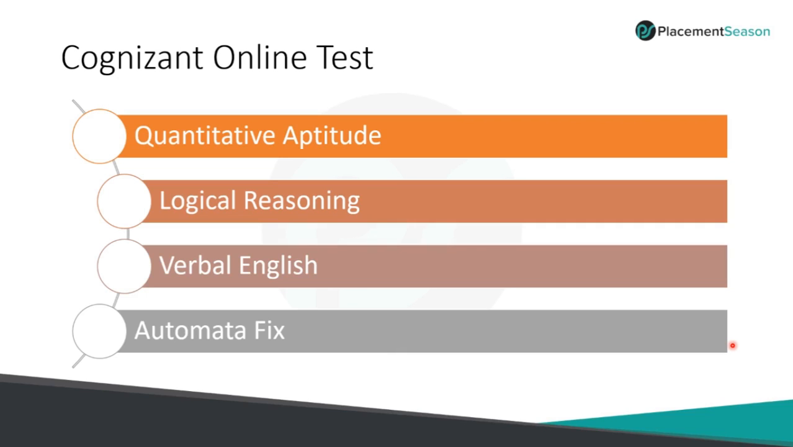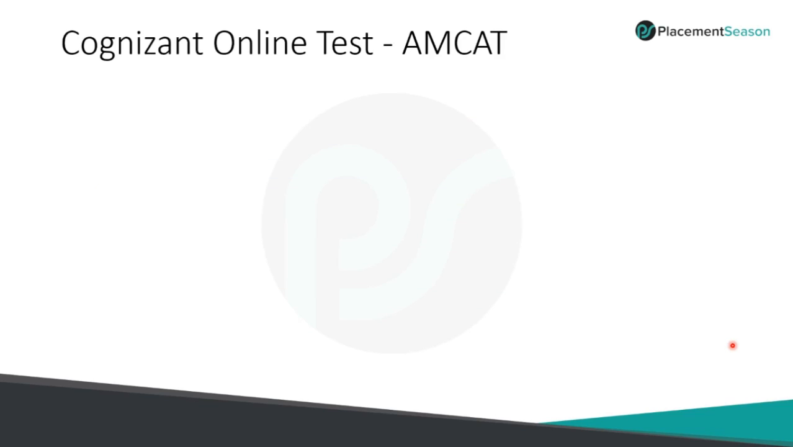Now let's see how the test is evaluated, and then I'll go through the various topics in each section which have to be known to you in order to crack the test. Cognizant evaluates the tests based on the AMCAT procedure. Now, we have seen tests where you have negative markings for wrong answers. AMCAT gives an indirect negative marking procedure. What is the indirect negative marking procedure?